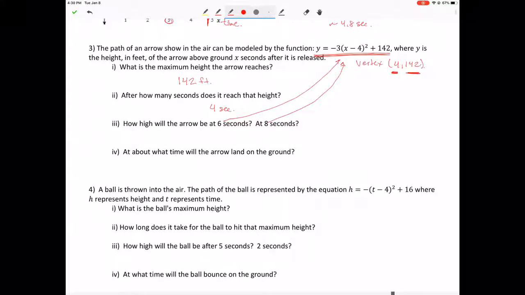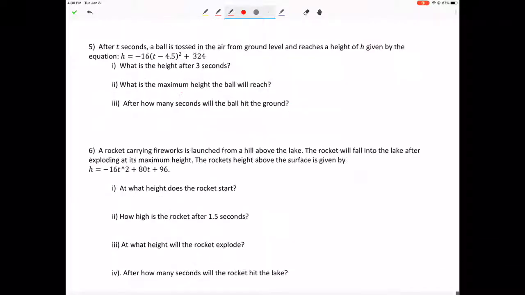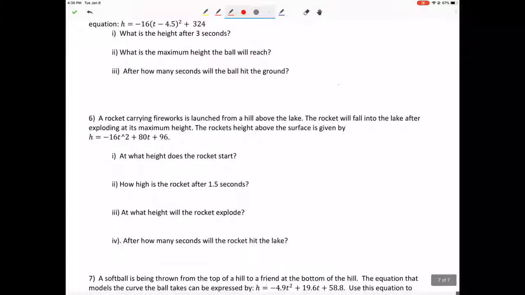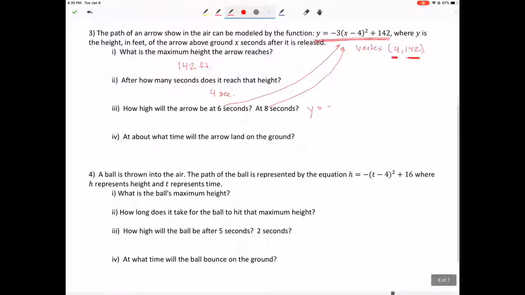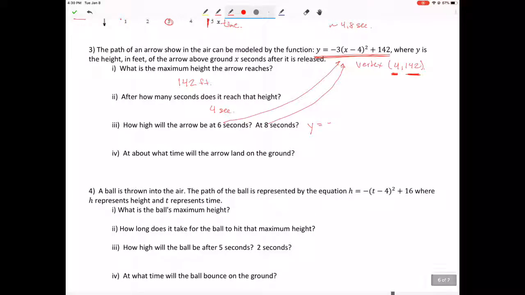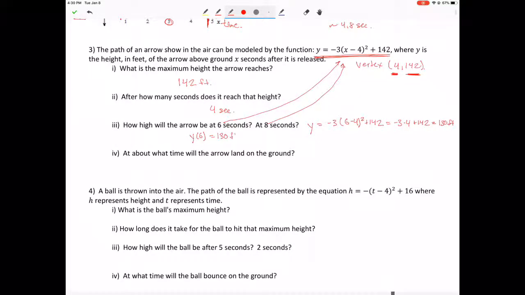Okay, so if you do that, let's do that here. Sorry, darn it, one second, go back, there we go. Sometimes I bump that and it switches. Okay, so we have -3 times (6 minus 4) squared plus 142, and you simplify that, that gives us -3 times 4 plus 142, and you end up getting 130 feet. Okay, so at 6 seconds, y of 6 gives us 130 feet.